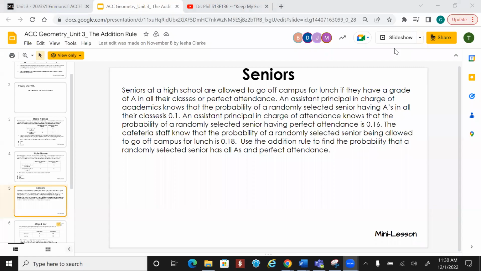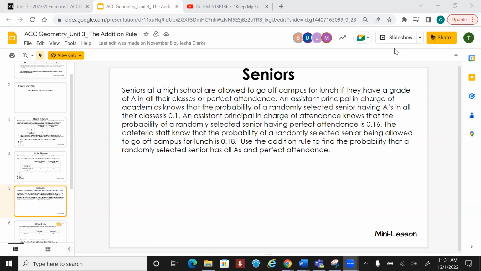All right, ready? Seniors at a high school are allowed to go off campus for lunch if they have a grade of A in all of their classes or perfect attendance. An assistant principal in charge of academics knows that the probability of a randomly selected senior having A's in all their classes is 0.1, so that's 10%. An assistant principal in charge of attendance knows that the probability of a randomly selected senior having perfect attendance is 0.16 or 16%. The cafeteria staff know that the probability of a randomly selected senior being allowed to go off campus for lunch is 0.18. Use the addition rule to find the probability that a randomly selected senior has all A's and perfect attendance.